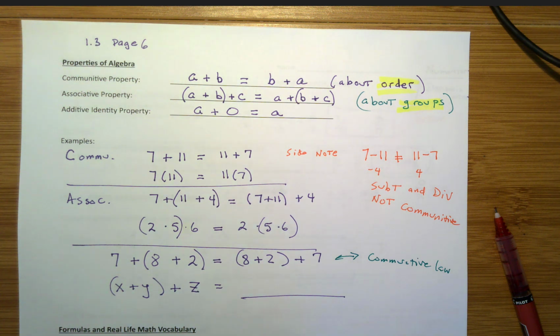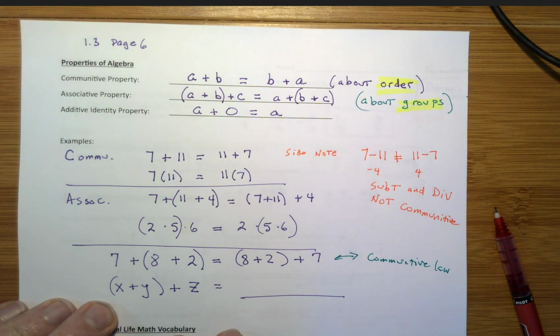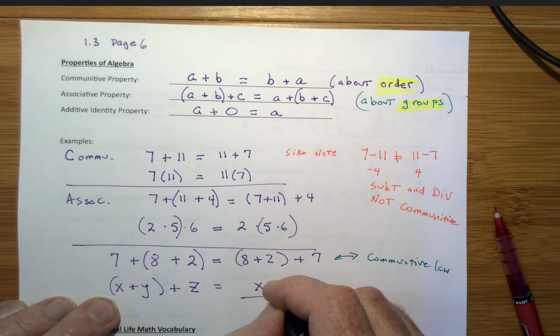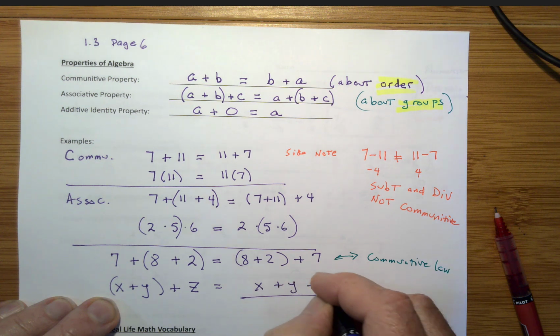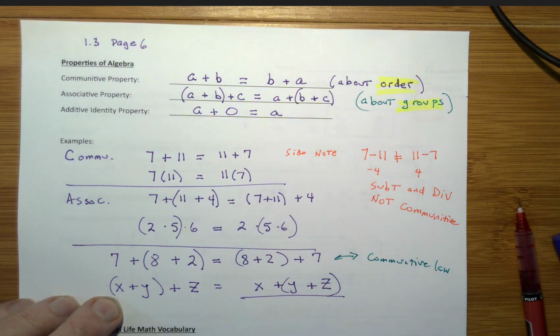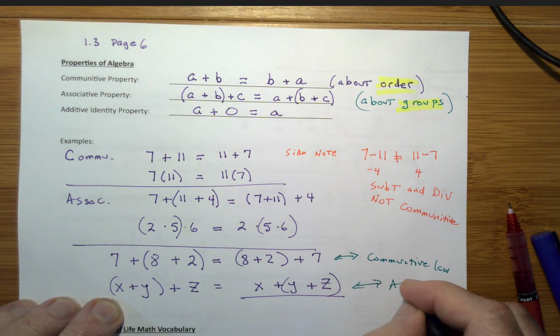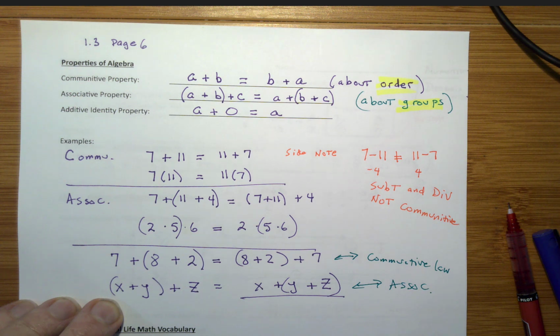Okay, hopefully you did that. And so the associative law is about changing the groups. So if I took x plus y plus z and I made a group around yz, that would be the associative law. Now, it wouldn't necessarily be the only answer.